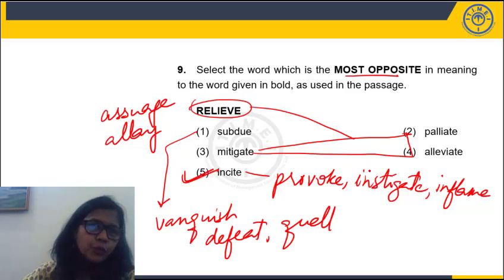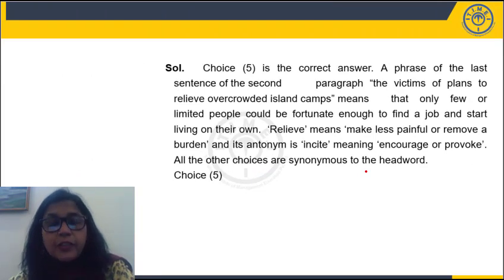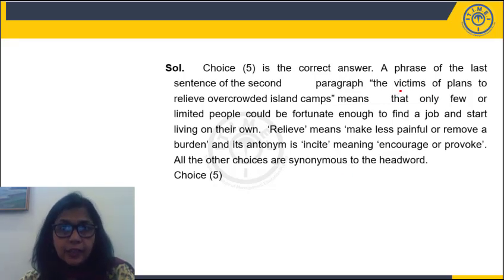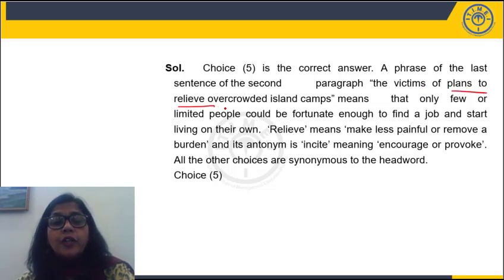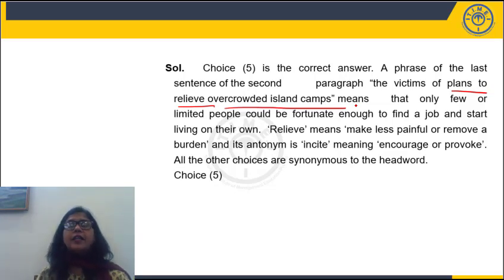So one is to calm, to soothe, to lessen the pain, and the other would be to incite. So 9.5. Yes, your explanation here. Relieve means, as in the sentence given in the passage, the victims of plans to relieve overcrowded island camps. It's like poor camps. They are not being able to bear the burden of so many refugees, right? So relieve them of this burden. In that sense, you can understand it like that.